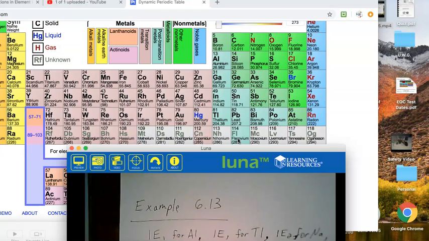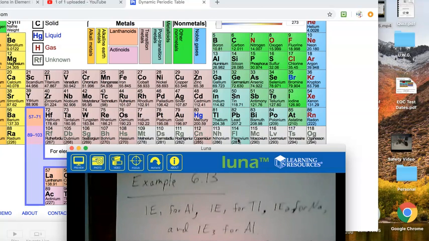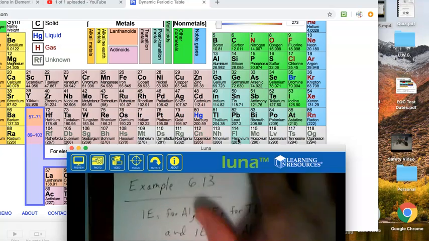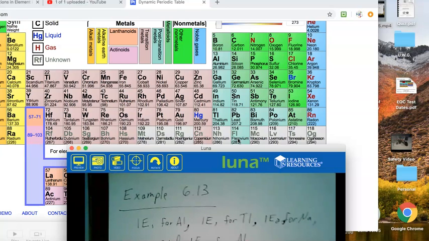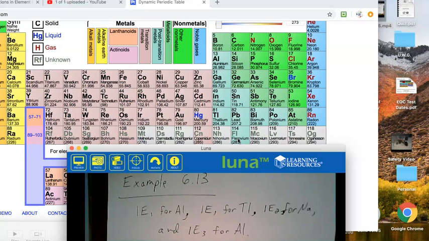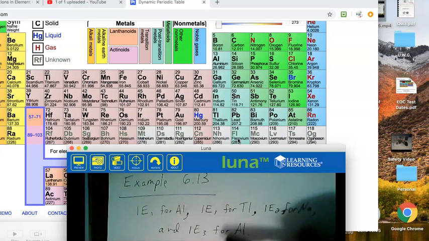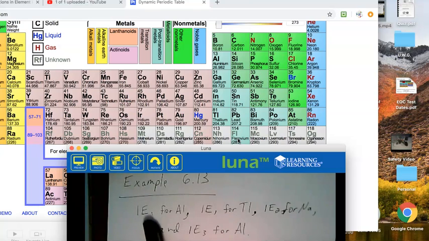Example 6.13 from your textbook. So this one's a little, see, it's slightly complicated. Okay. So it doesn't just list different elements. It specifies the ionization value for each element. So here is the first ionization energy for aluminum, the first ionization energy for Tl, which is thallium, the second ionization energy for sodium, and the third ionization energy for aluminum.